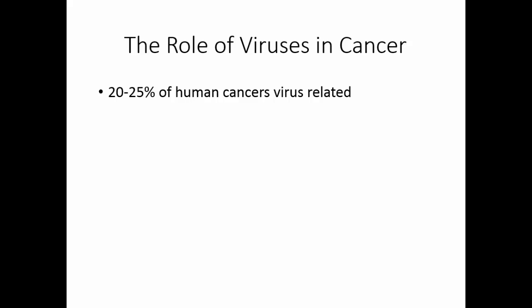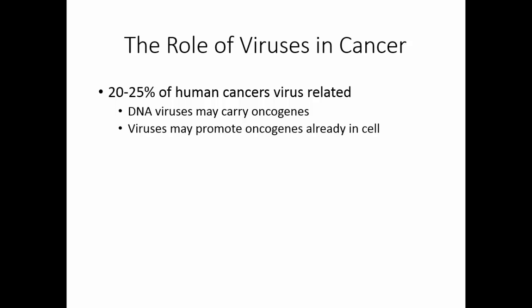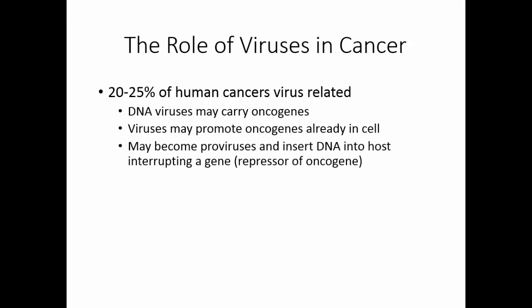Now, about 20 to 25% of human cancers are virus-related. There are a lot of reasons they think viruses can cause cancer. DNA viruses may carry with them oncogenes that will then cause unrepressed cell division in the infected cell. Viruses may promote oncogenes that are already in the cell. Or if they become proviruses, they can insert on the host cell DNA and they just randomly insert. If they insert in the middle of one of these repressor genes, then the repressor gene becomes inactive and an oncogene is now activated.